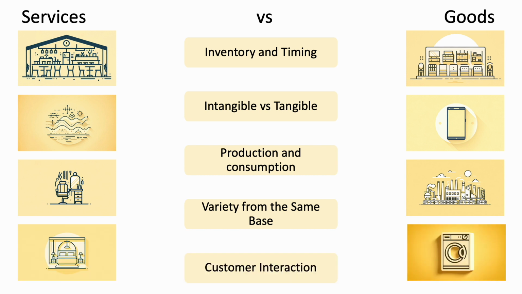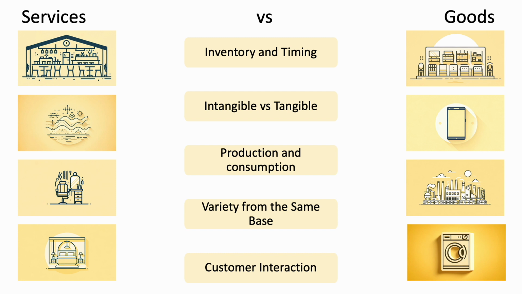5. Customer interaction. Consider a hotel stay versus buying a washing machine. In a hotel, your experience and satisfaction depend on how the staff interacts with you. It affects whether you'll come back. When you buy a washing machine, you don't interact with the manufacturer, you just use the product.